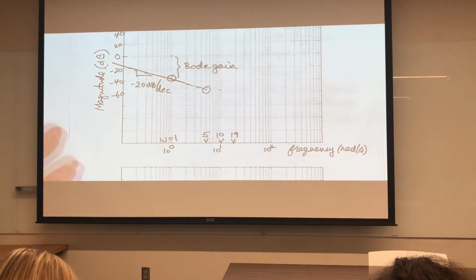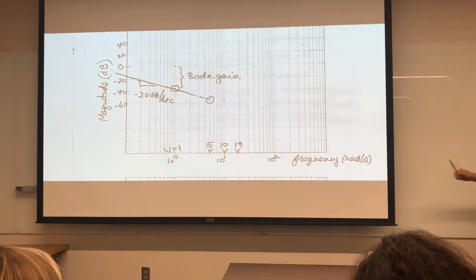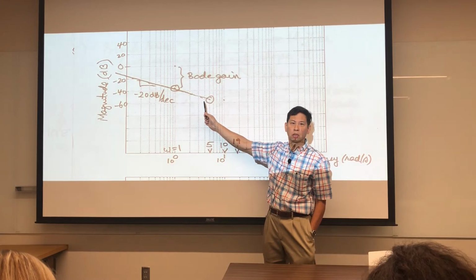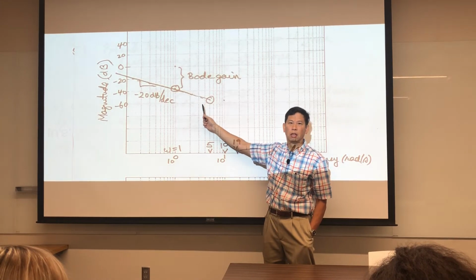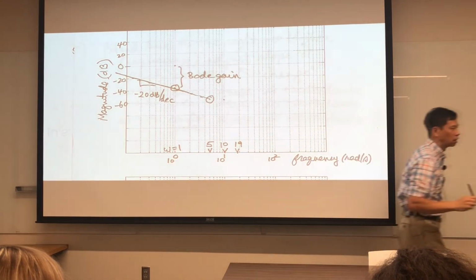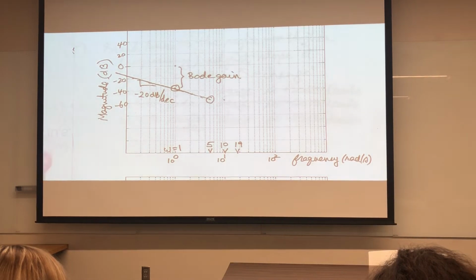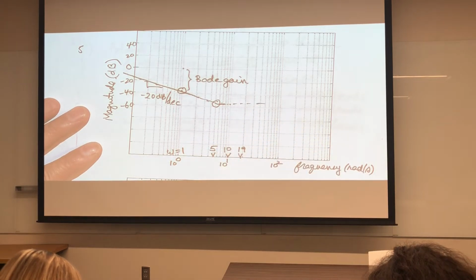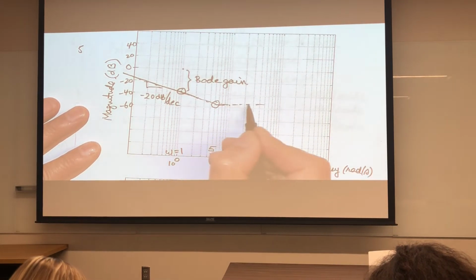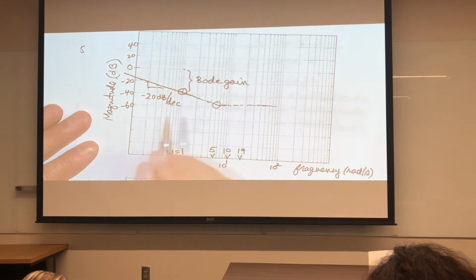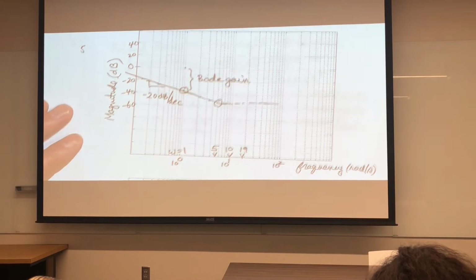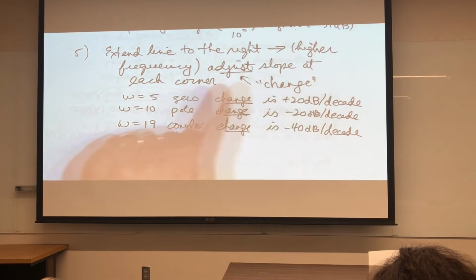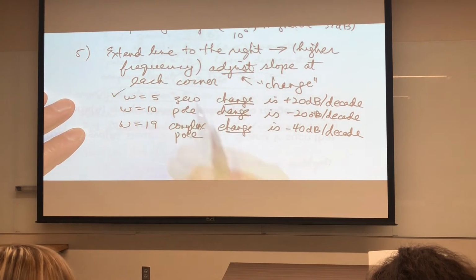So if the slope initially was minus 20 dB per decade, but the change is plus 20 dB per decade, what will the new line look like? It'll be flat. Okay? So what I do is I go like this, and I extend it to the right. During here, this is flat now. I just extend the line to the right and adjust the slope at each corner. So I've got this corner taken care of now.